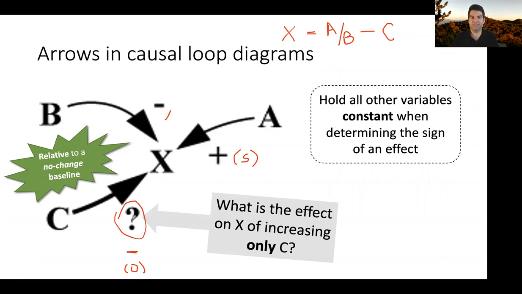So are there questions about this slide here, about choosing the minuses and pluses and going from an expression like this one to a causal loop diagram like this one? Does that make sense?